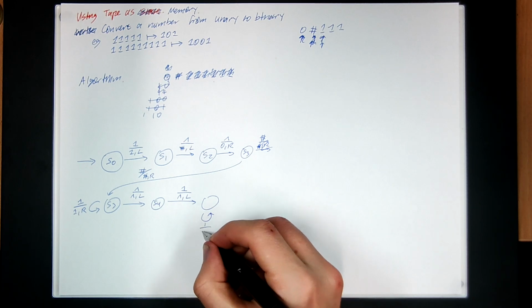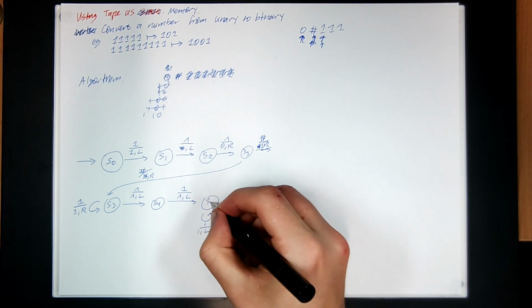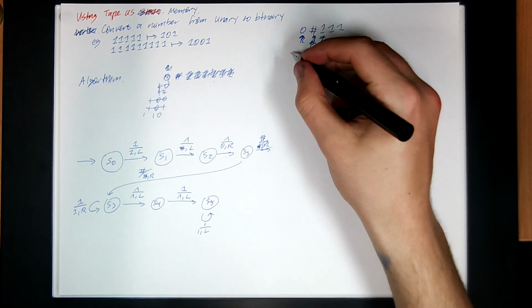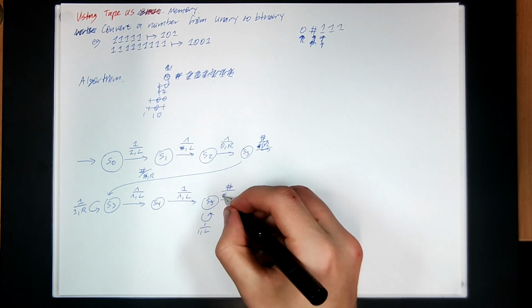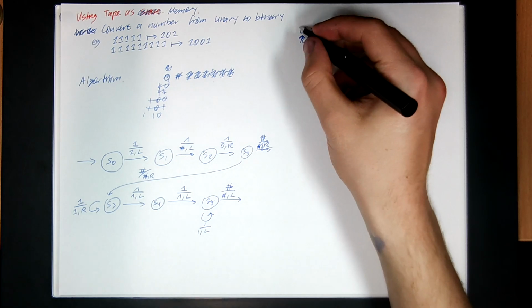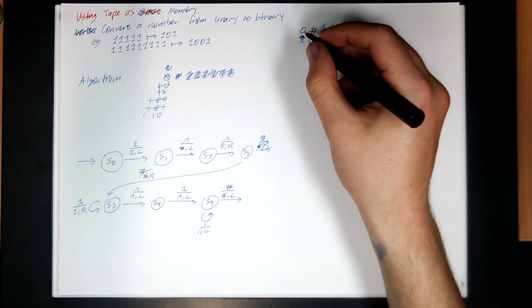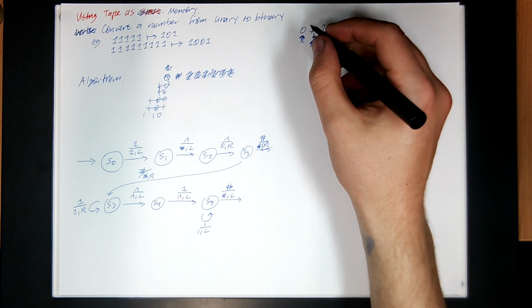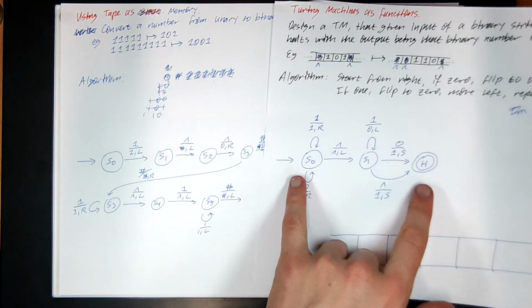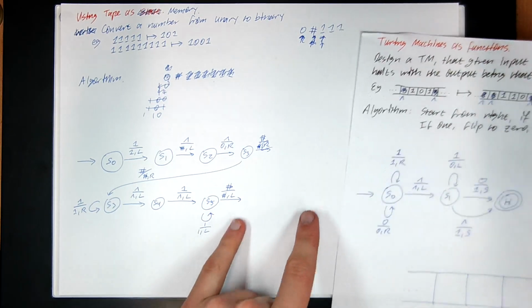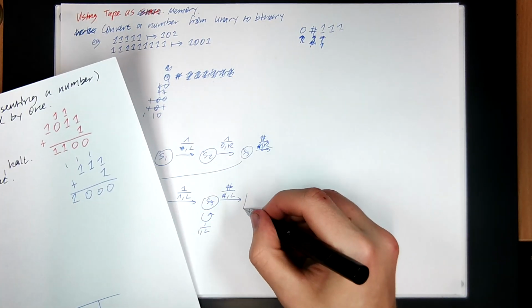So while I see ones, keep moving left until I hit the hash. And then take a step to the left. And then I'm going to increment this number. So now I can just insert my adding machine from before. So here's my adding machine. I can just take this whole thing and shove it in here. So I have this as a subroutine.